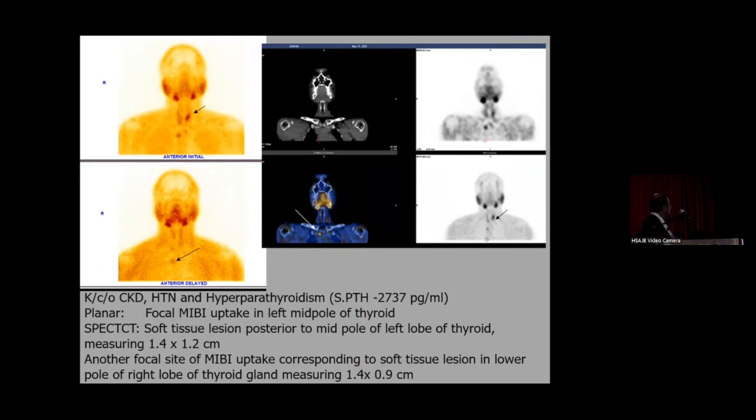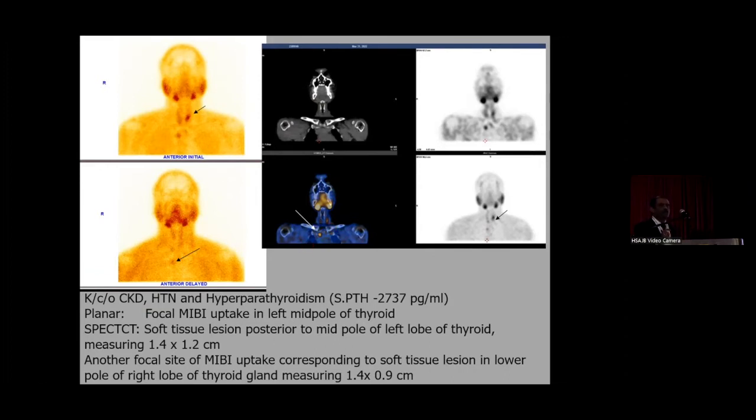So in the planar scan, you are able to see upper uptake. You are not clear or you are not sure about its exact localization, whether it is superior or inferior. And also you are seeing something in the mediastinum. So this is where the SPECT-CT helps. It clearly localizes this to the left mid-pole thyroid planar uptake, to exactly the superior parathyroid on the left side, and this mediastinal uptake, you are very clear that it is in the anterior mediastinum.